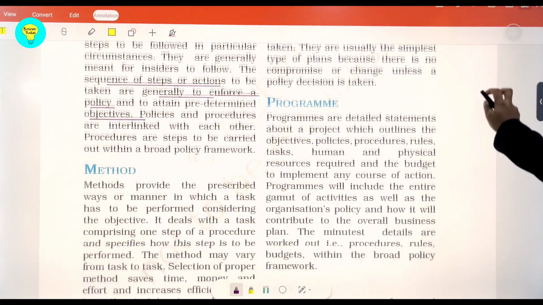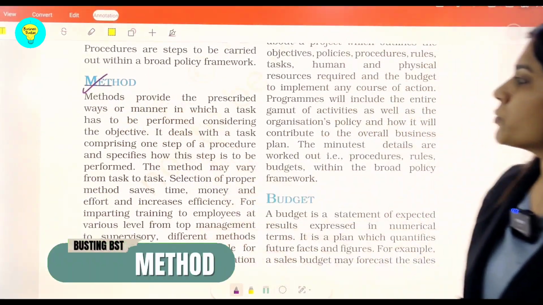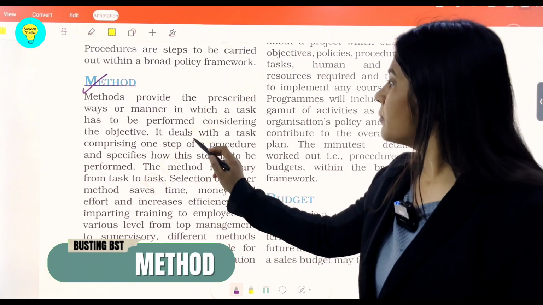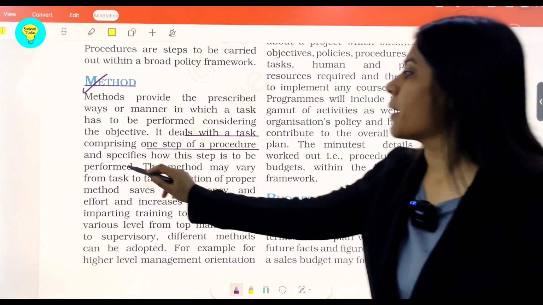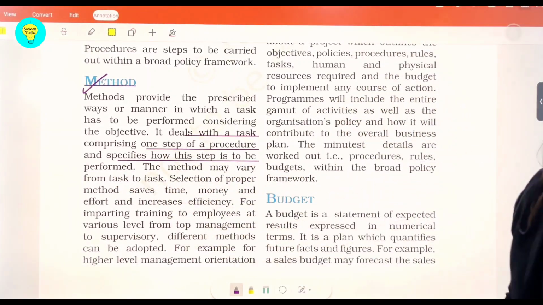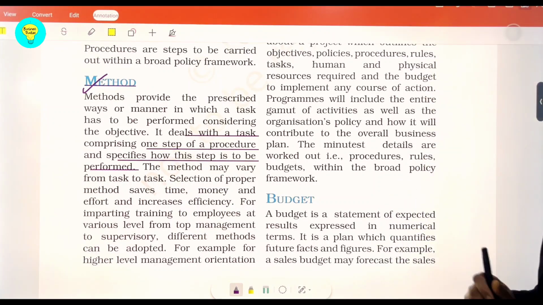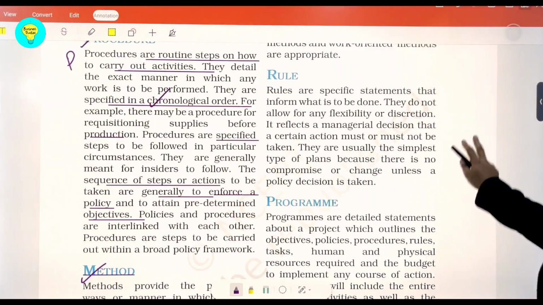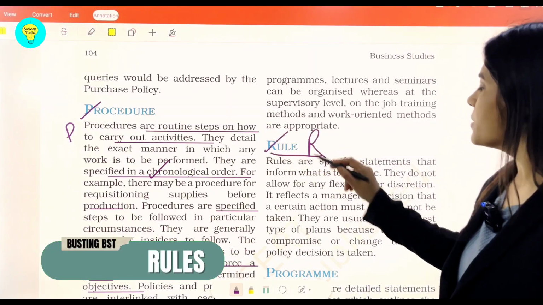Another type being method. When we say method, again students, there is a particular way of doing the task, one step of a procedure, and it specifies exactly how the step is to be performed. So method is nothing but a precise explanation of the step of the plan and how the tasks have to be completed in line. Then another type is R, standing for rules.